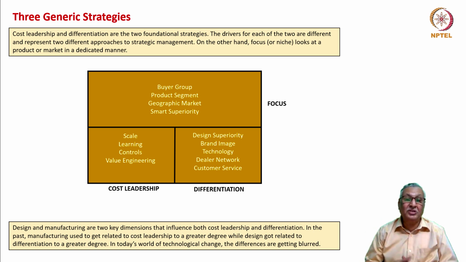Similarly, manufacturing versatility, your ability to combine lean operations with flexible operations, is a skill that could bring you the advantages of differentiation as well as cost leadership. But within that, of course, one dominates the other. In the past, manufacturing used to get relegated to cost leadership to a greater degree, while design got related to differentiation to a greater degree. But today the relationships are much different. In today's world of technological change, there is no big difference between design superiority and manufacturing superiority. They all go hand in hand.